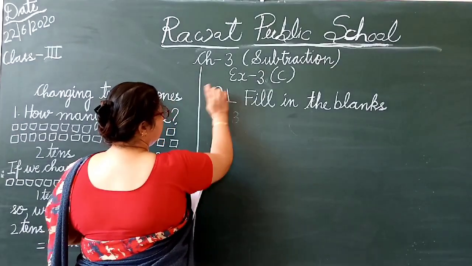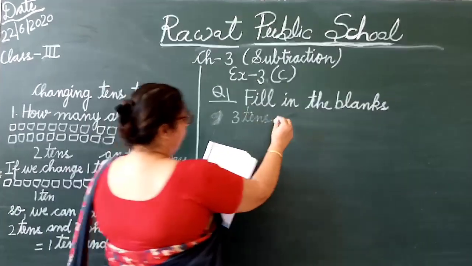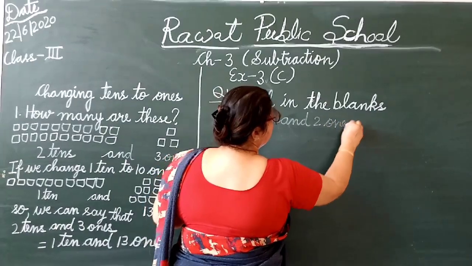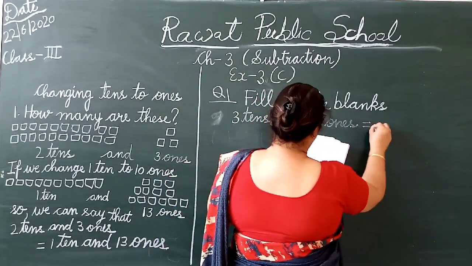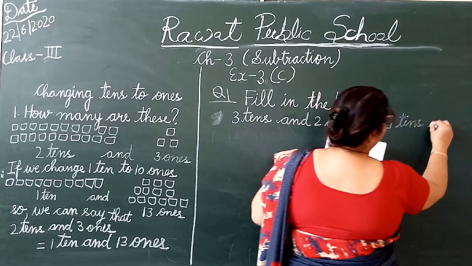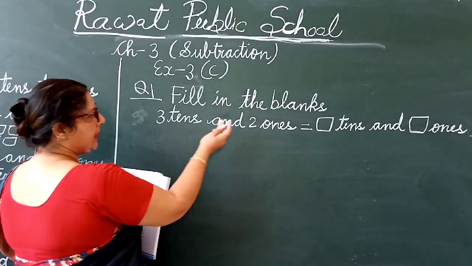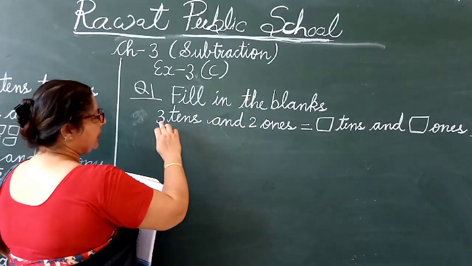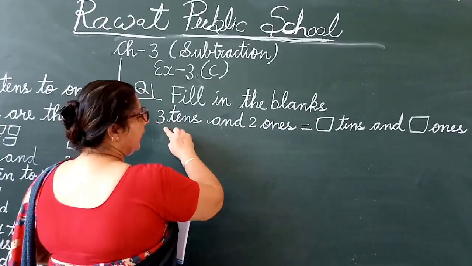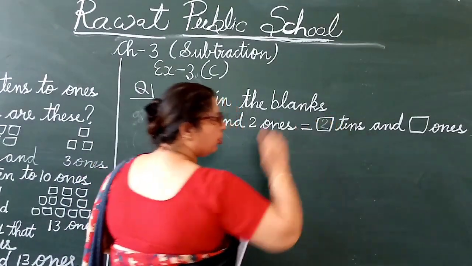3 tens and 2 ones is equal to dash tens and dash ones. Now students, this is the example of the fill in the blanks. First is 3 tens and 2 ones. Now when we change this, then 3 tens minus 1 ten is equal to 2 tens.